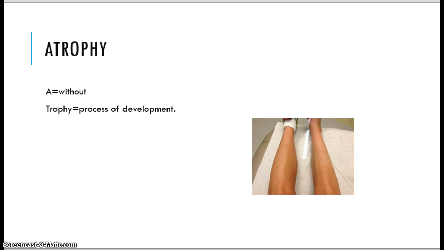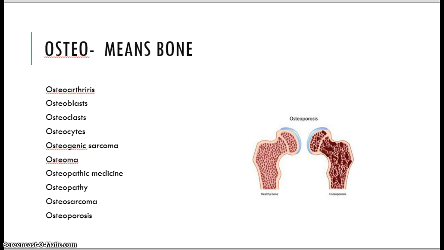Atrophy is to lose muscle. We think of muscle atrophy if you've had your leg in a cast all summer, or if you don't use the muscle, they do get smaller or shrink in size. A is without. That's a very commonly seen prefix. And then trophy is the process of development. So when you have muscle atrophy, it's weakening of that. And from the picture, you can see the one leg on the right appears to have atrophy.